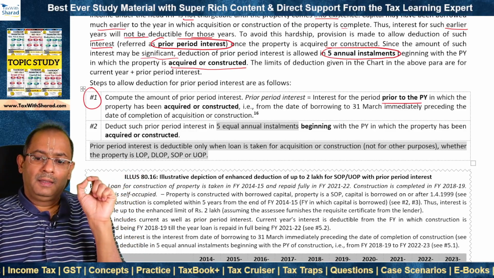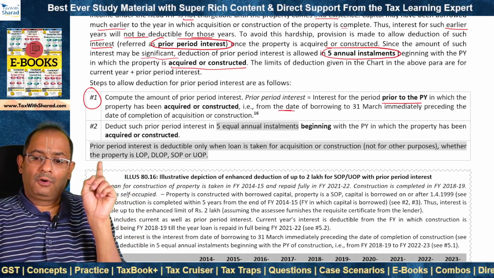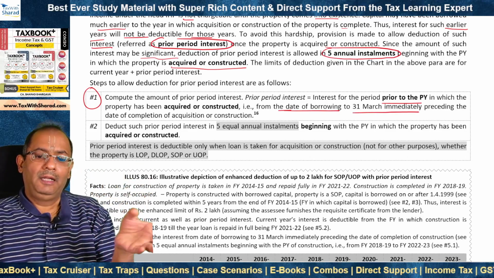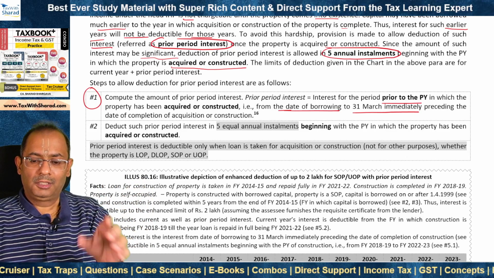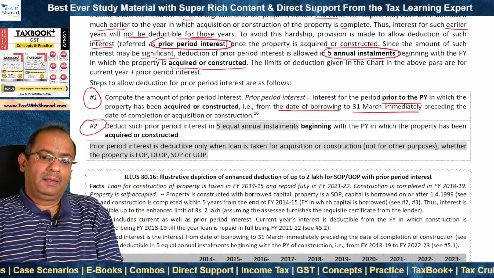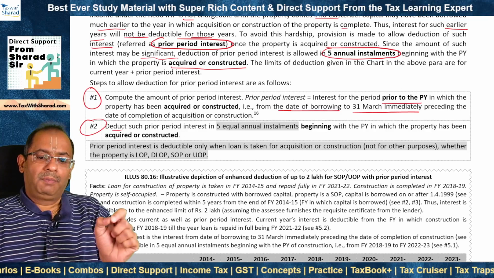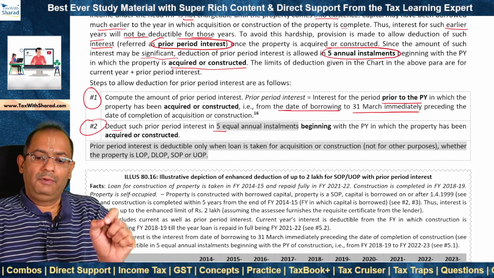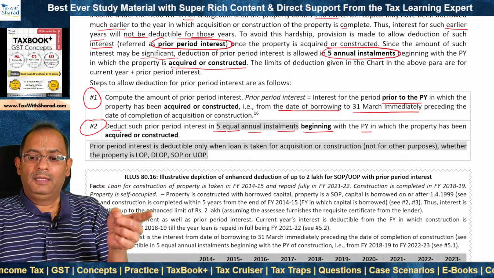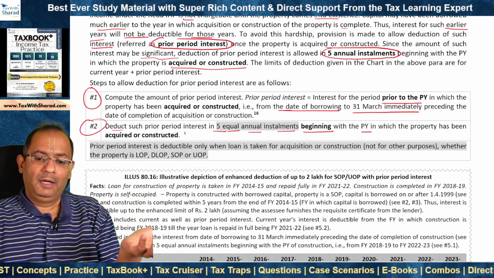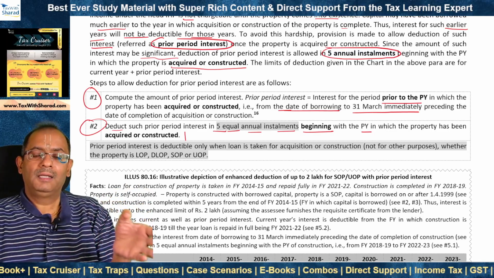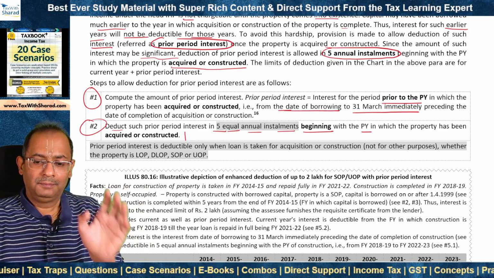That means interest from the date of borrowing to 31st March immediately preceding the date of completion of acquisition or construction. Now this becomes the prior period interest. Then we deduct such prior period interest in 5 equal annual installments. And they begin with the previous year in which the property has been acquired or constructed, because that is the first previous year from which the income starts getting charged under the head IHP.